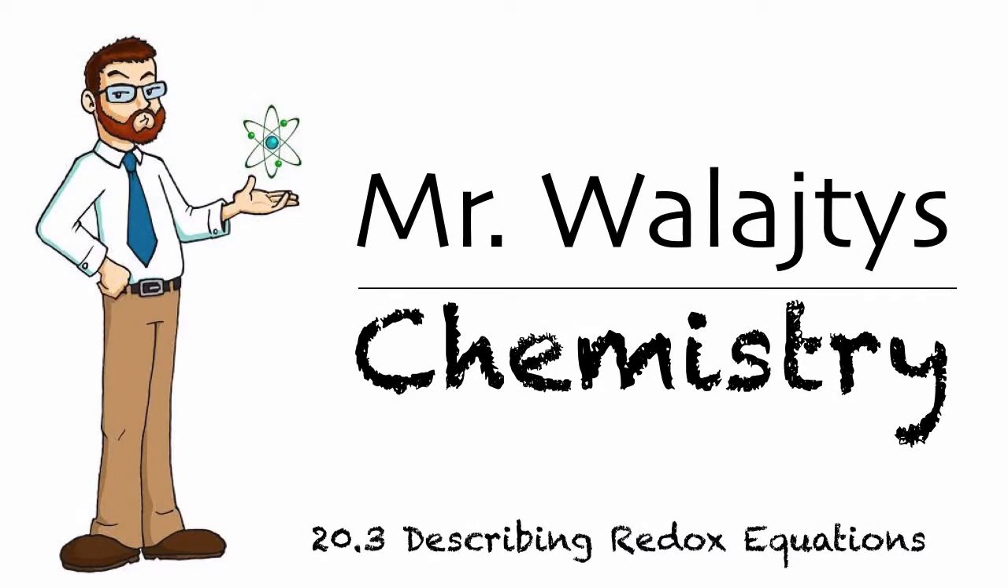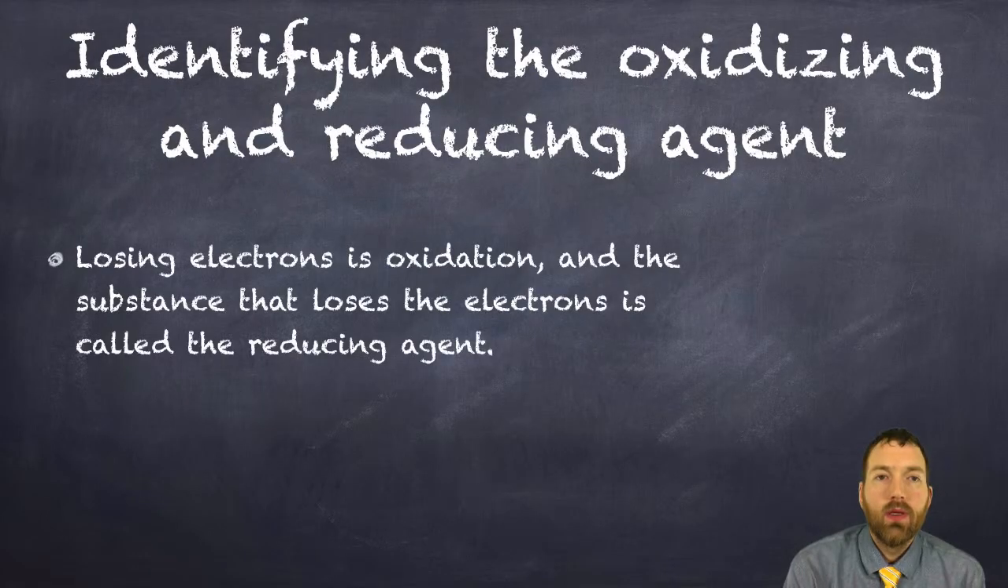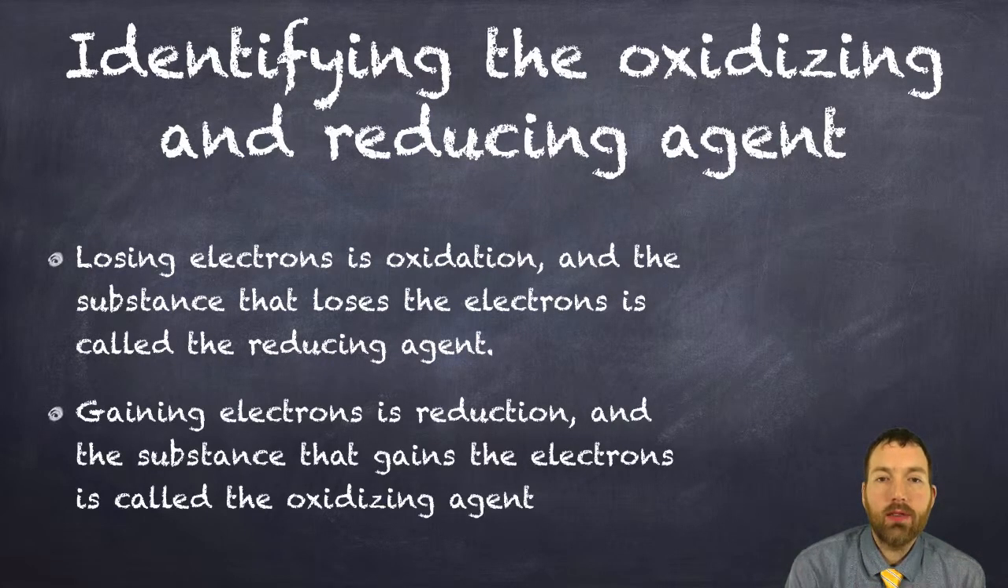In this section, we're going to talk about ways we can describe redox equations. Losing electrons is oxidation, and the substance that loses electrons is now called the reducing agent. Gaining electrons is reduction, but the substance that gains the electrons is called the oxidizing agent. Remember, in any redox reaction, electrons are transferred. It's being lost from one reactant and gained by the other.